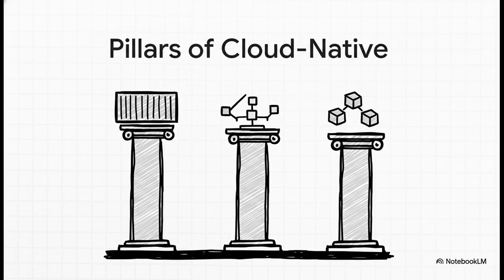First, your apps are packaged into these neat little self-contained boxes called containers. Second, all those containers are managed automatically by a system. They're dynamically orchestrated. And third, the big clunky applications of the past are broken down into small, independent pieces called microservices. So let's break that down.